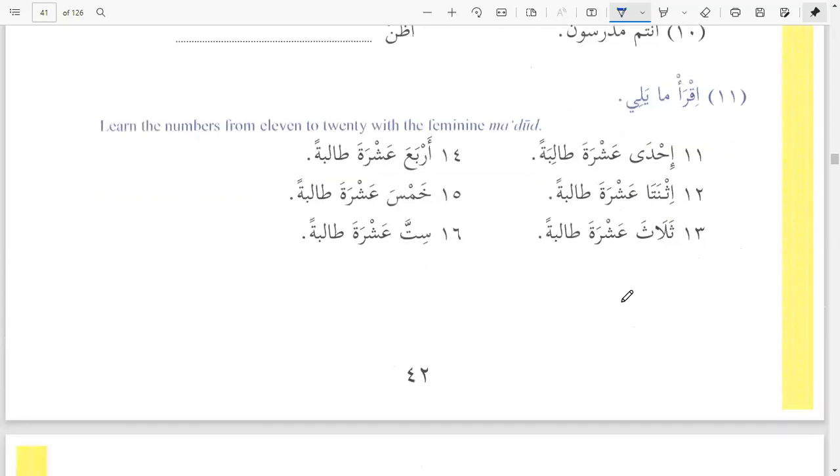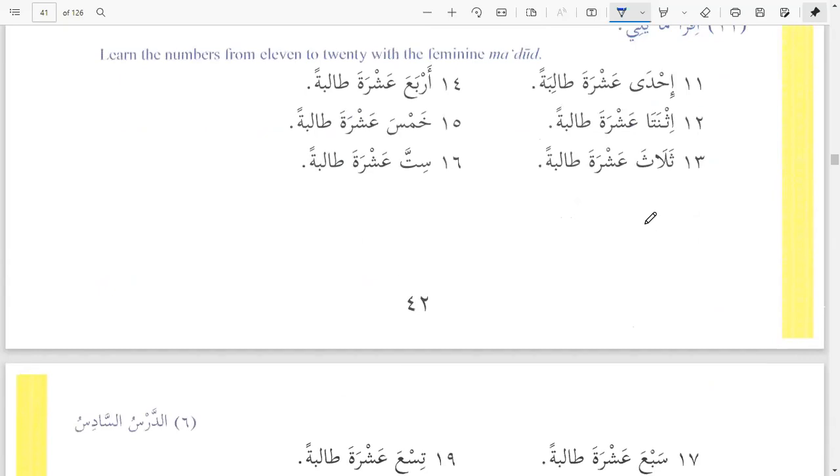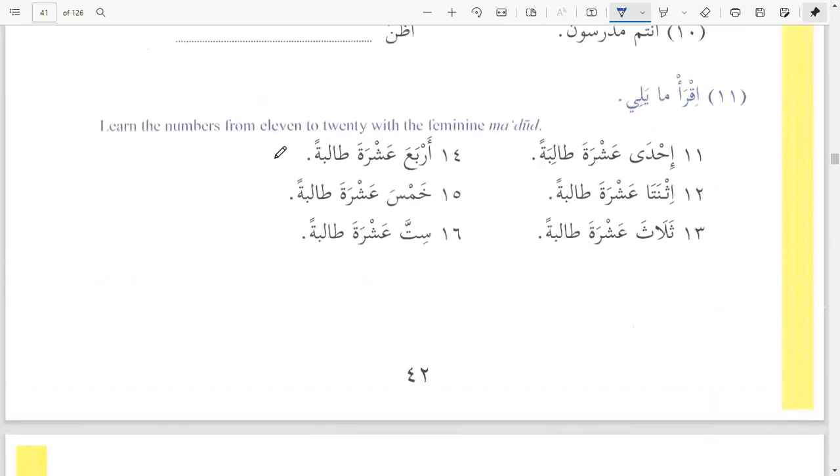Okay, good. And this is the counting from 11 to 20. This one is masculine counting, feminine counting. Learn the numbers from 11 to 20 with the feminine counting. 11 is Ihda Ashrata Talibatan.